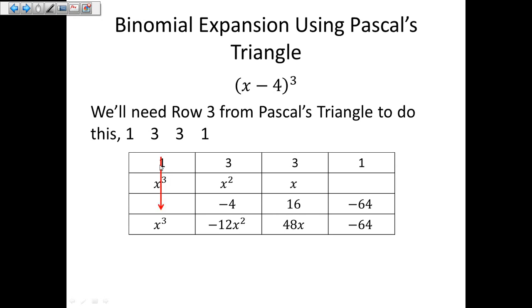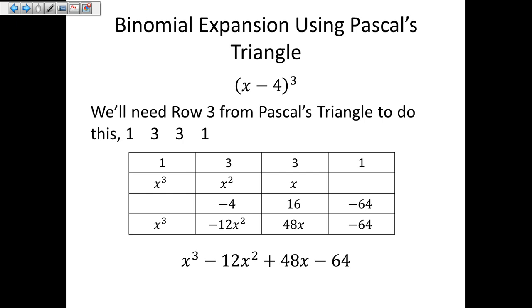And now I multiply down the column to create this. So 1 times x cubed is x cubed. Then 3 times x squared times negative 4 gives me this negative 12x squared. Then 48x, and then negative 64. So right here is my answer, if you recognize it. That's the binomial expanded. x cubed minus 12x squared plus 48x minus 64.